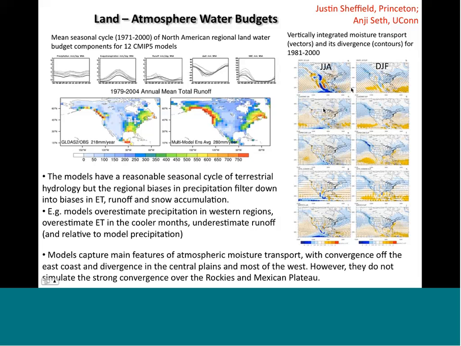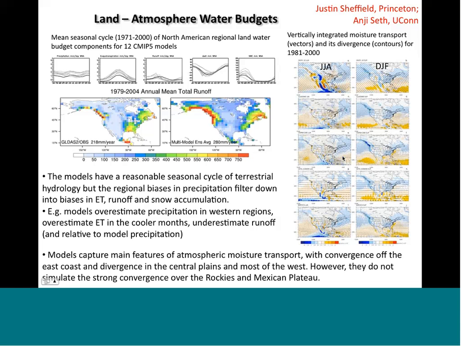And then we have 4 model estimates. So again, this is constrained by the available data or our ability to process the data, because this needs high-frequency data, 3-hourly, 6-hourly data to actually do this. So we only have 4 models to look at. But overall, they get the convergence happening over the eastern side of the U.S., some divergence in the middle of the country, and then convergence over the west in general. But they fail to pick up these stronger convergent features that you see, especially in the summertime over the Rockies and the Mexican Plateau. But overall, not bad.